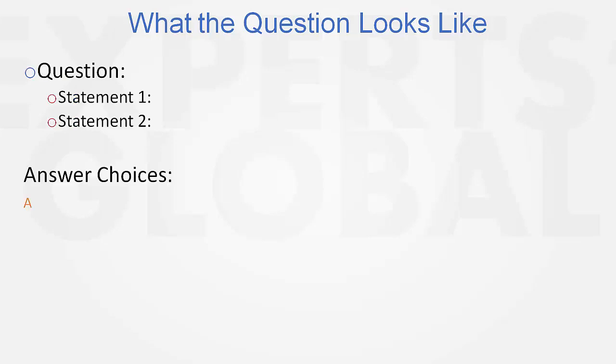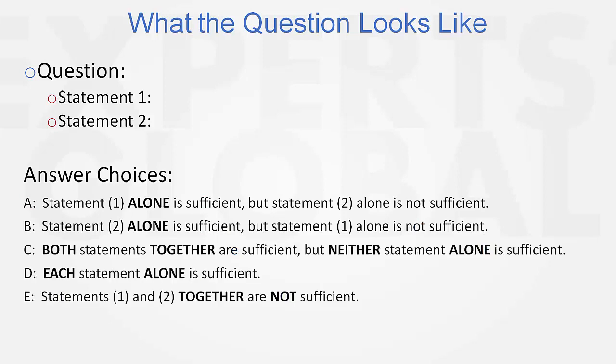Approach for DS questions on the GMAT. There's a question followed by 2 statements and there are 5 answer choices which remain the same throughout. Option A is that statement 1 alone is sufficient, 2 is not. Option B is that 2 alone is sufficient, 1 is not. Option C is that both together are sufficient, neither alone is sufficient. D is that either statement alone is sufficient. And option E is that the 2 statements together are not sufficient to answer the question.